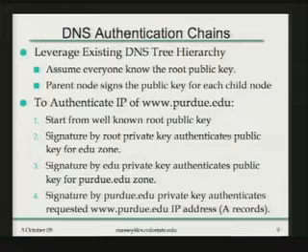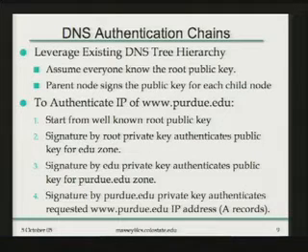And finally, the record I want, the www.purdue.edu IP address, or its A record, is signed by the Purdue edu key. So I have a nice authentication chain starting at the root, walking down to edu, walking down to Purdue, finally walking down to the data I want. Make sense?